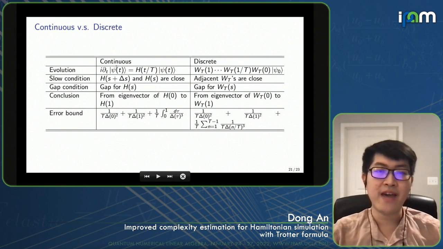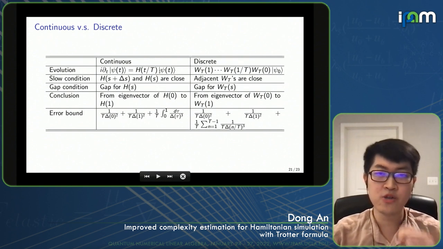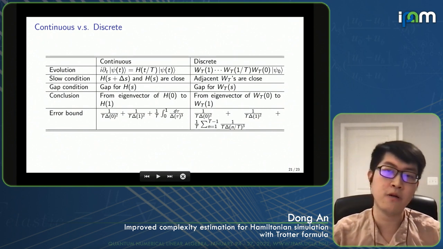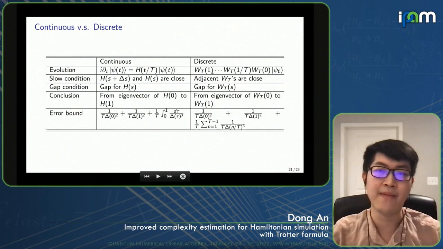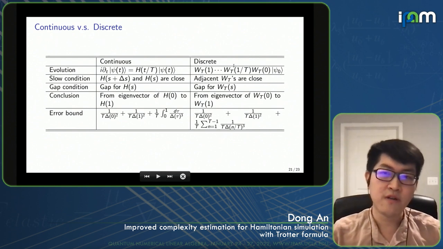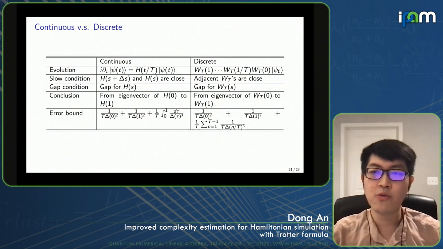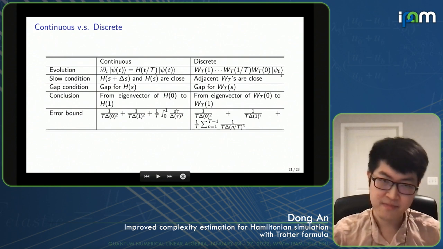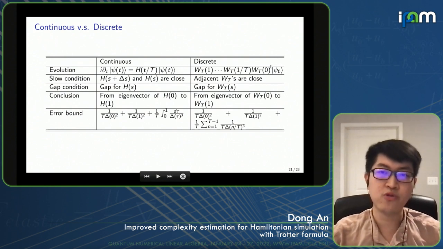Instead of a continuous Schrödinger equation, we are actually given a discrete walk evolution. That is, we are given a sequence of walk operators W0, W1 over capital T, all the way to W of one. So the evolution we are considering is that we apply our walk operators sequentially to some input state. And we also put two assumptions.